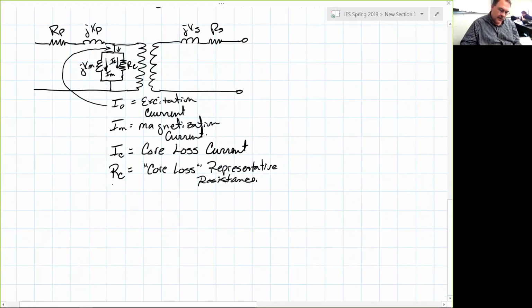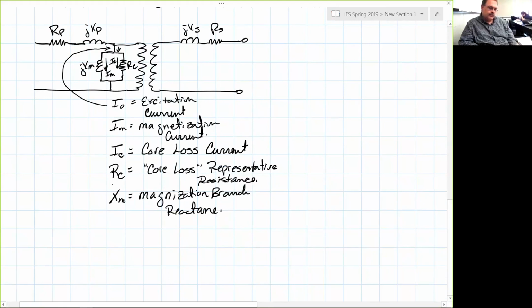Okay. XM is called the magnetization branch reactance. Okay. The last one. What's the next one? Reactance.